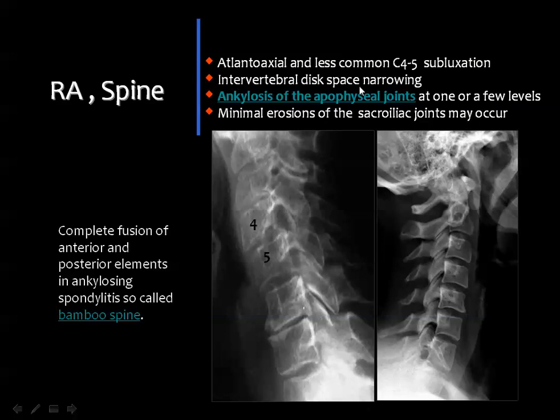Then intervertebral disc space narrowing may occur due to erosive changes, and ankylosis of the apophyseal joints. These are the normal apophyseal joints, and here you may see some ankylosis of the apophyseal joints. Also, there may be some affection of the sacroiliac joints.